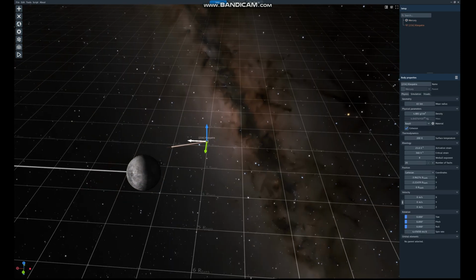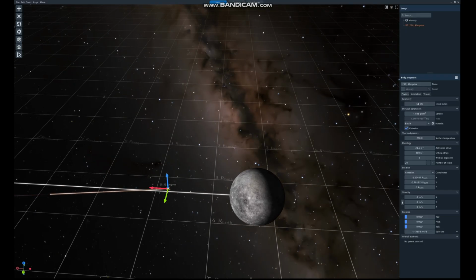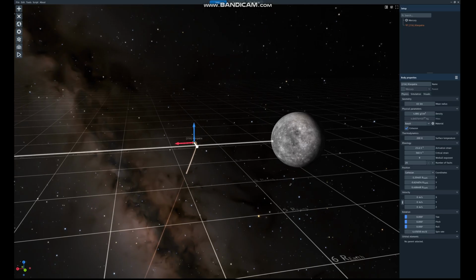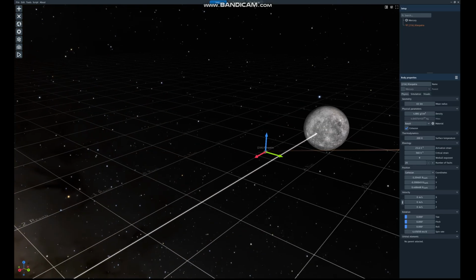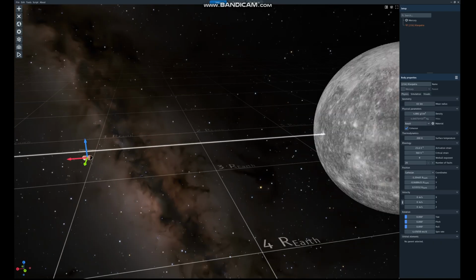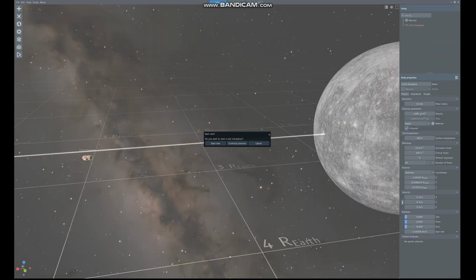Okay, so we have this asteroid, Cleopatra. Whatever, this is cool. Right, let's get this. Oh, okay, hold on. So you can see Mercury is moving along this white path. So let's try to line this guy right up. Okay, here we go. Ready?